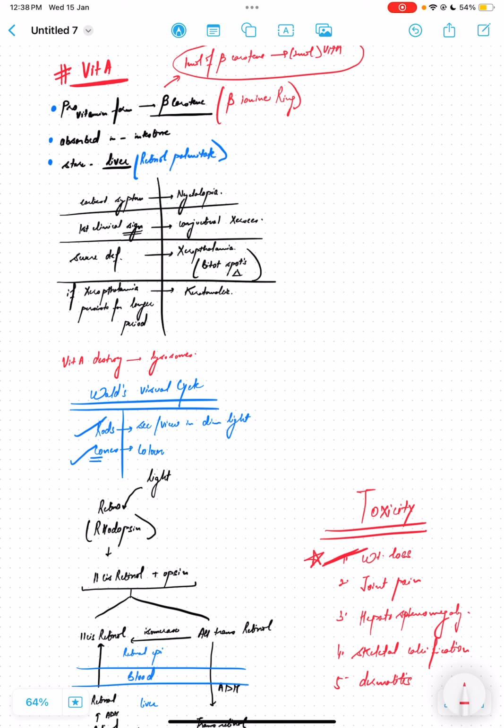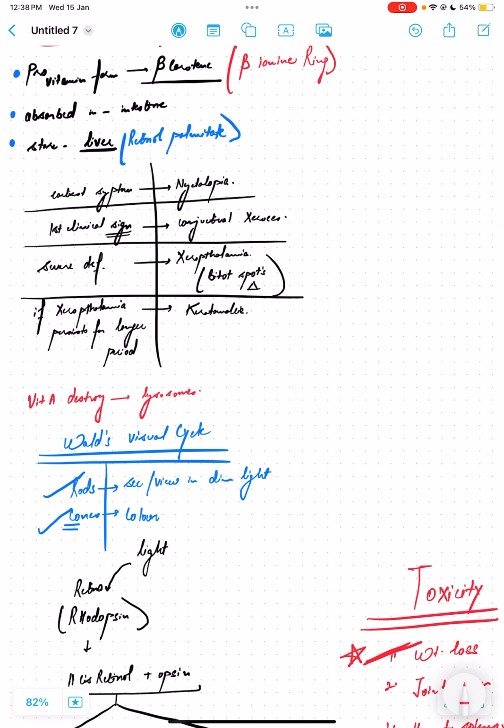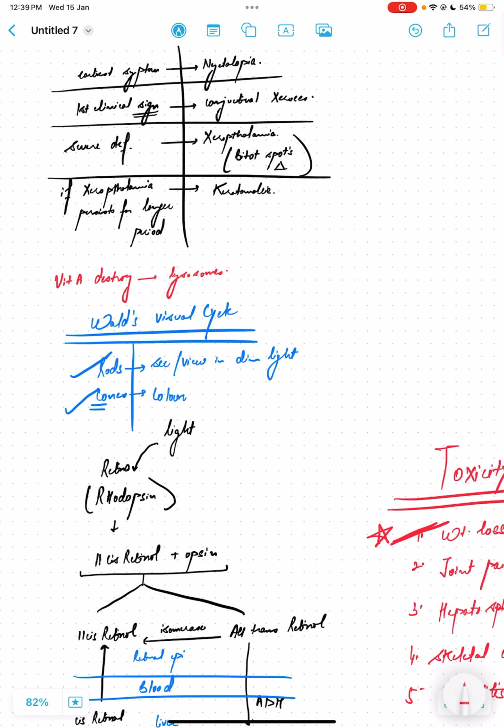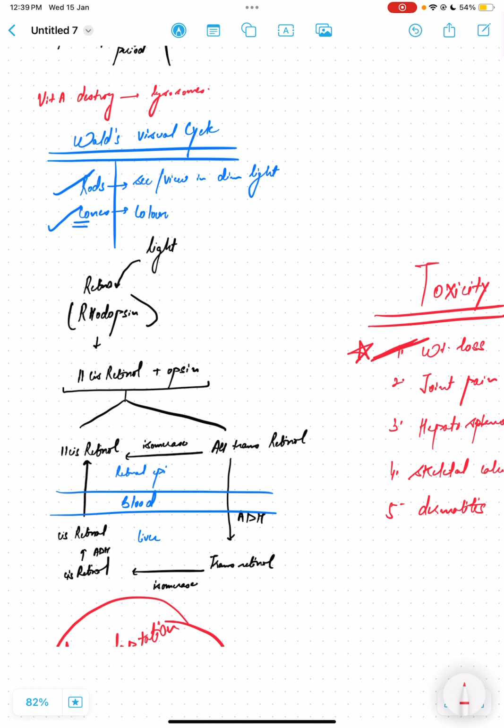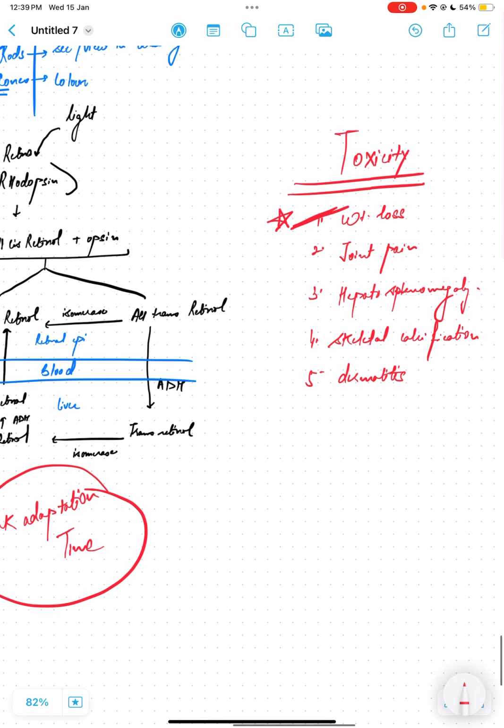The earliest symptom is night blindness. What is the earliest sign? You should learn the difference between signs and symptoms. The symptom will be night blindness and the sign will be conjunctival xerosis. In the case of severe deficiency, there will be xerophthalmia. If xerophthalmia persists for a longer period of time, there will be keratomalacia. Vitamin A deficiency will destroy our lysosomes. Then we have learned about the photoreceptors in the eye, the rods and the cones. In the case of vitamin A, we have something called Wald's visual cycle. Then the most adverse effect of vitamin A toxicity is weight loss.